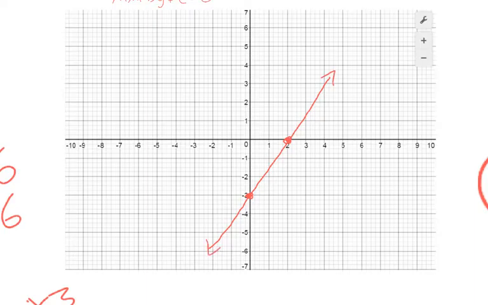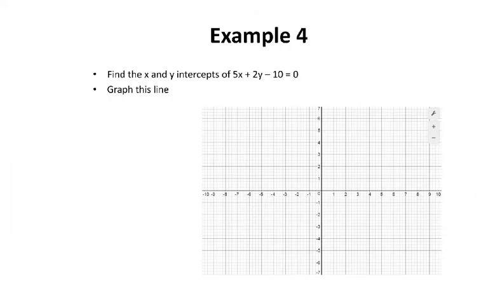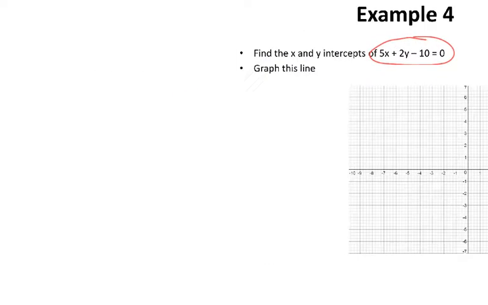And that's all you need to do. In our fourth example, we're going to do the exact same thing as our previous example, except we're going to do it to 5x plus 2y minus 10 equals 0. I'm going to go a little bit faster in this example, but the steps are the same as the previous example. Let's do the work over on the side.